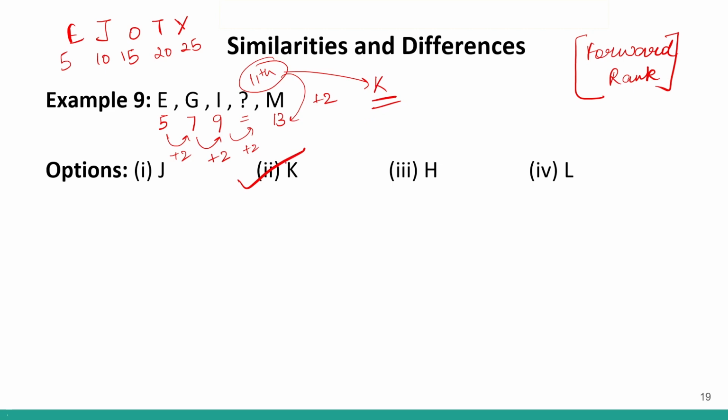If you cannot remember forward rank, although it is highly beneficial, I'll advise you to remember it. You can also do it on your fingers. So E, F, G, that means we are moving 2 positions forward. G, H, I, 2 positions forward. Similarly, I, J, K, 2 positions forward, and K, L, M, 2 positions forward. So you can do it orally if you want. You can use your fingers to count on it, or you can remember forward ranks.